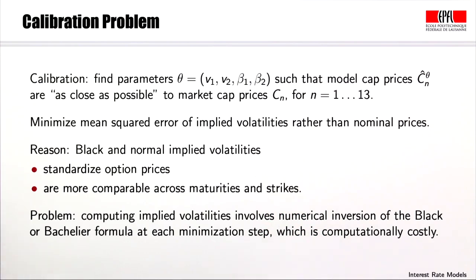We minimize the mean squared error of the implied volatilities rather than of the nominal prices. The reason is that the Black and normal implied volatilities standardize option prices, they're more robust over time and better comparable across maturities and strikes. The problem is that computing implied volatilities involves numerical inversion of the Black or Bachelier formula at each minimization step, and that is computationally costly. Fortunately, there is an easy way out as shown on the following slide.